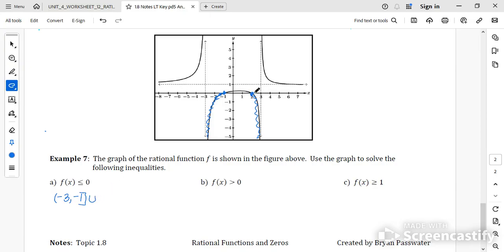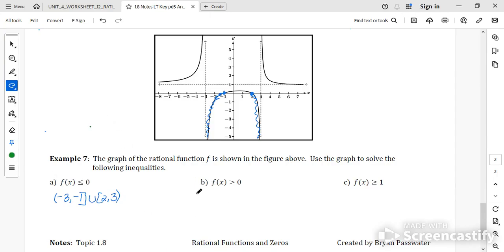My output values start being less than or equal to 0 again at the x-intercept of 2, and because of the equal sign in this symbol, I want to include that, so I put it in brackets. That goes all the way to +3, and I'm going to include that in parentheses rather than brackets because it is an undefined value. All right, next one.